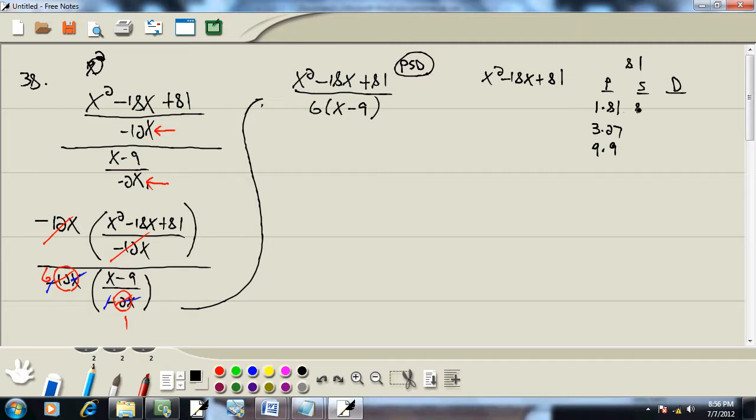1 plus 81 is 82. 3 plus 27 is 30. 9 plus 9 gives us 18. In the difference column, we subtract them. 81 minus 1 gives us 80. 27 minus 3 is 24. And 9 minus 9 is 0. Now the number we're looking for is the number in our middle term, which is 18, which is right there. So we use 9 and 9.